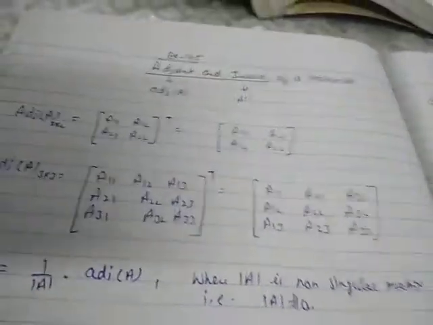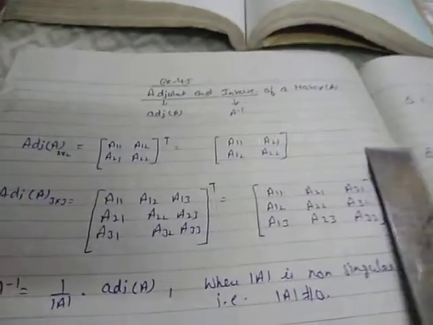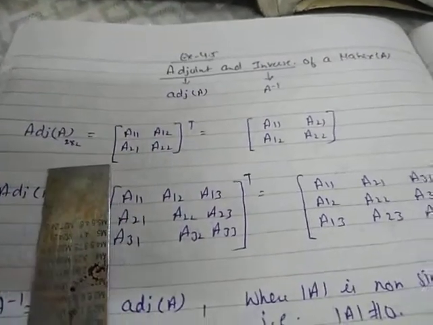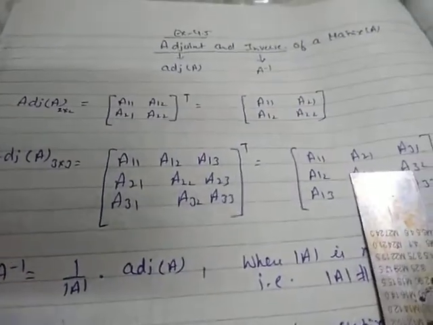This way you can find out minors and cofactors of a 3 by 3 matrix. Then after that I have explained adjoint also. That means you can do exercise 4.5. In 4.5 only one part is left, that is the inverse of a matrix. Adjoint I have already explained. You need to study only for 2 by 2 and 3 by 3. Okay, adjoint is there for 3 by 3.